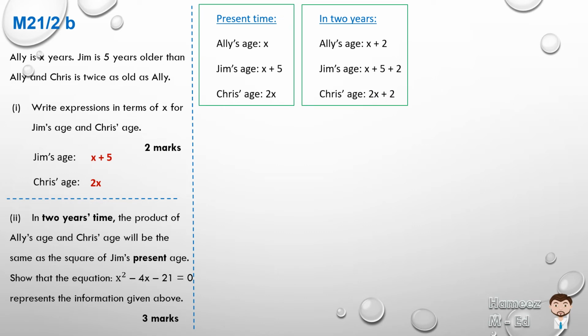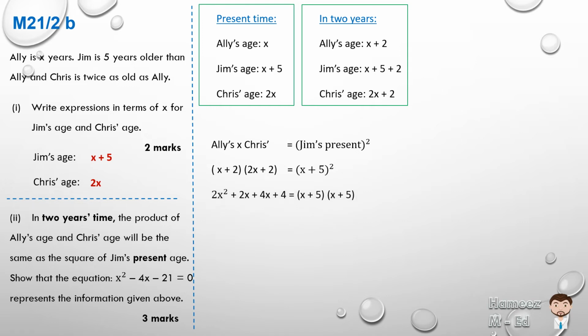So let's go back to the information they told us. They said the product of Ali's age and Chris's age will be the same as the square of Jim's present age. So let's write that information. Ali's age in 2 years times Chris's age in 2 years will be equal to Jim's present age squared. Let's substitute x plus 2 and 2x plus 2, we got that from the table up on top, is equal to x plus 5 squared, because that's Jim's present age. And all we need to do is expand the brackets.